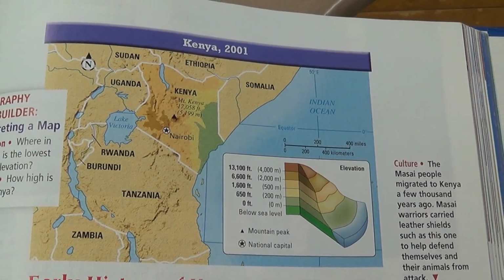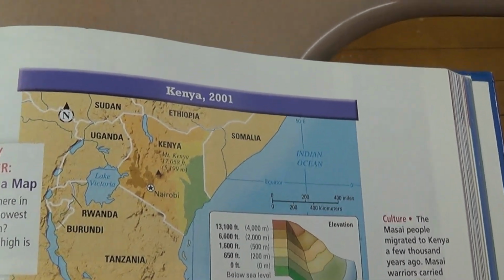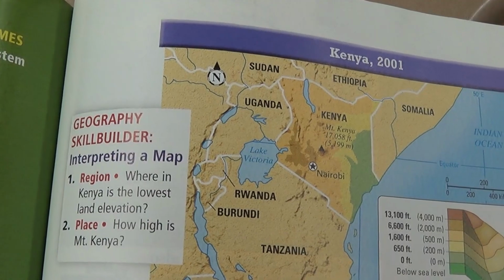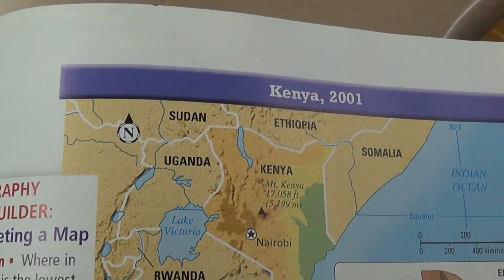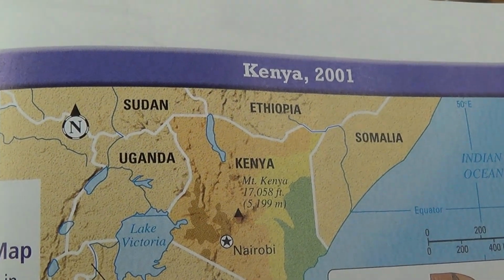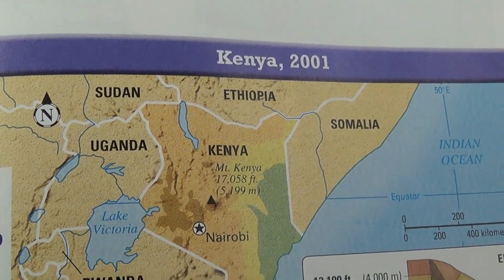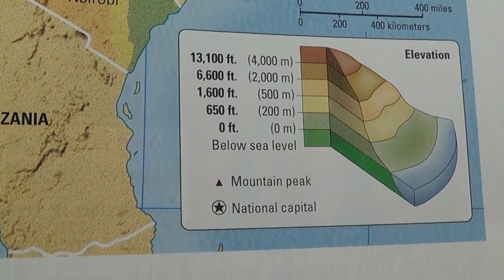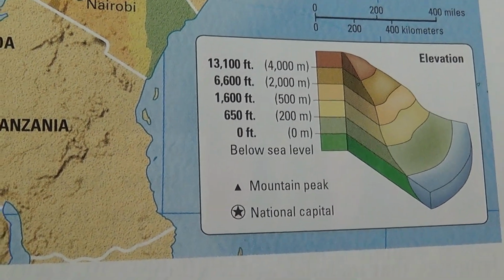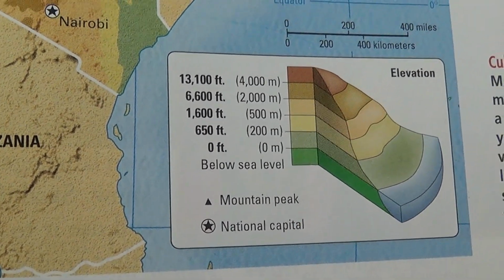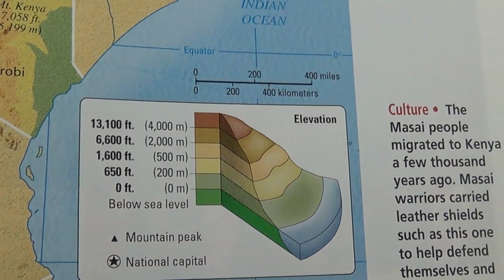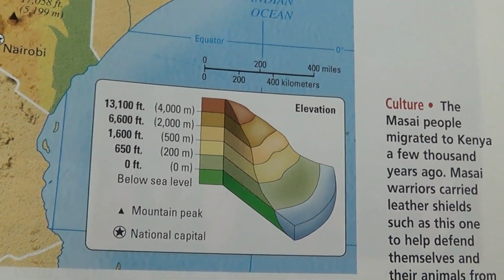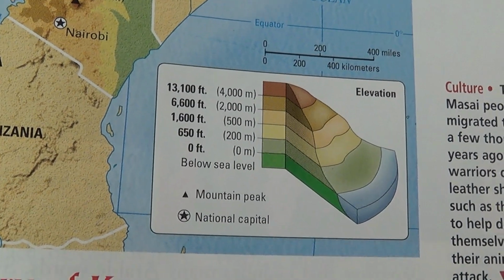Okay, let's start with number 1. So the first thing we're looking at is the question, where in Kenya is the lowest land elevation? And we read the title first, Kenya 2001, followed by the legend, and we read the whole legend, we don't leave anything out. Don't forget this part. Remember, elevation is how high land is compared to sea level.